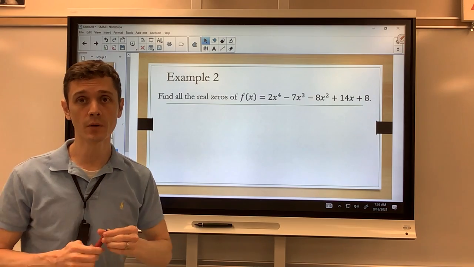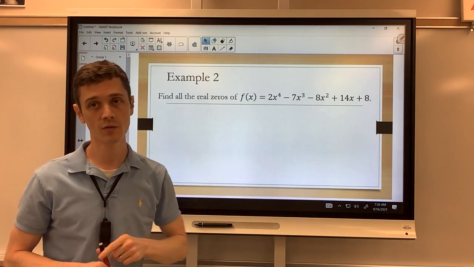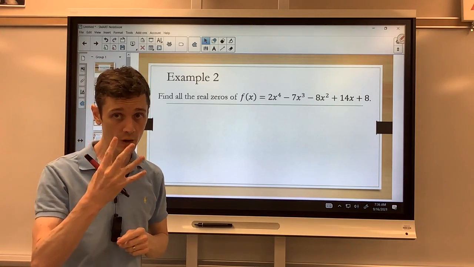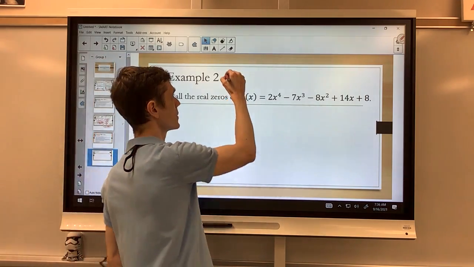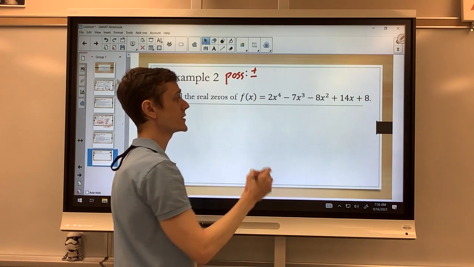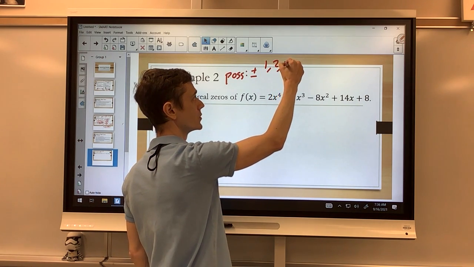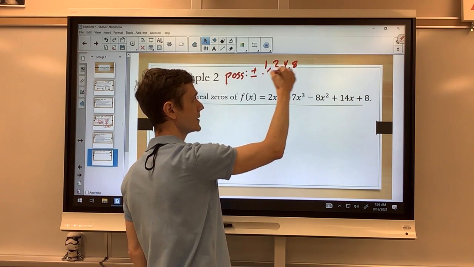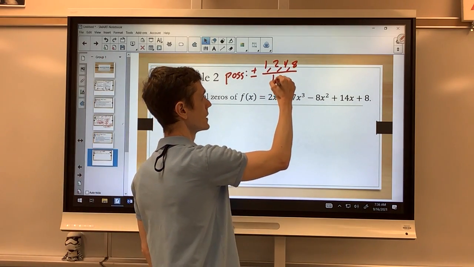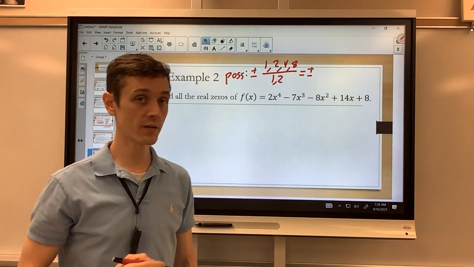So here's our example. This is a degree 4 polynomial because I see that there is an x to the 4th power in it. So that's why I'm going to come into this expecting to find 4 answers this time. Now to begin with our list of possible zeros, we have plus or minus. The factors of my constant term are 1, 2, 4, and 8. The factors of my leading coefficient are just 1 and 2. Remember, we need to make all the possible fractions out of this that we can.